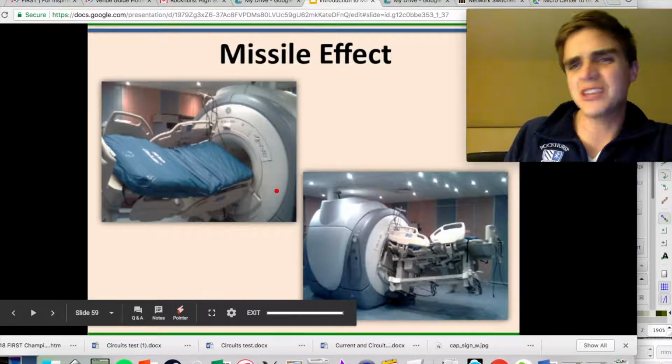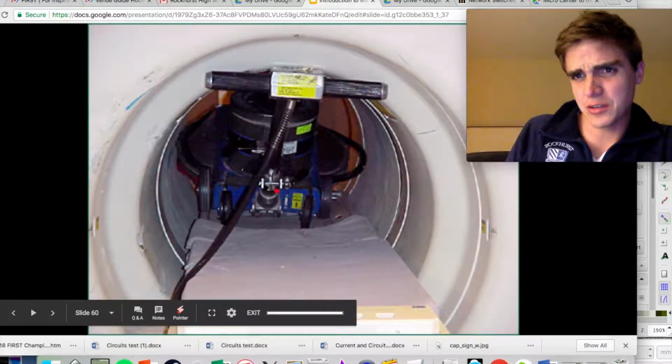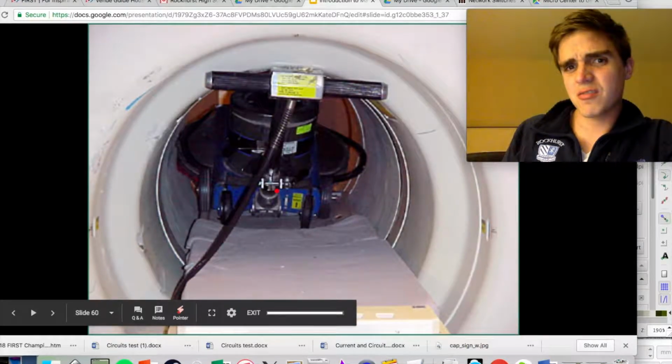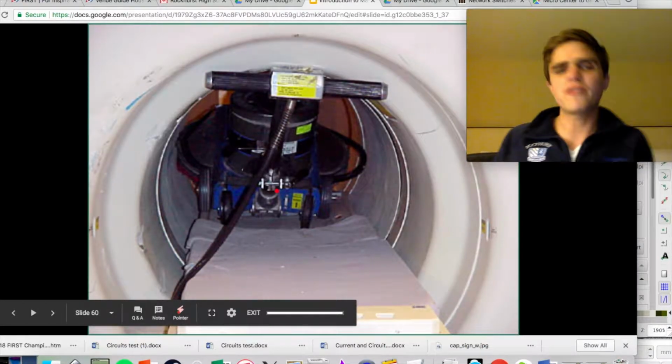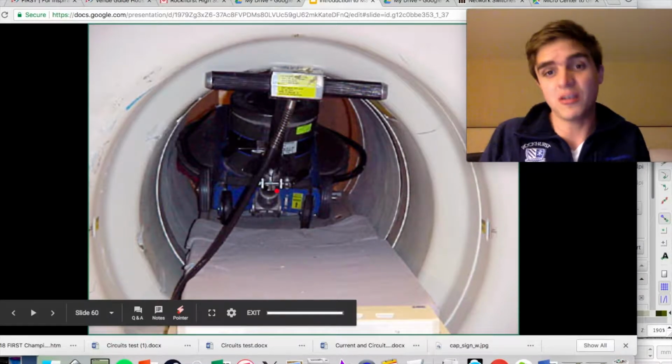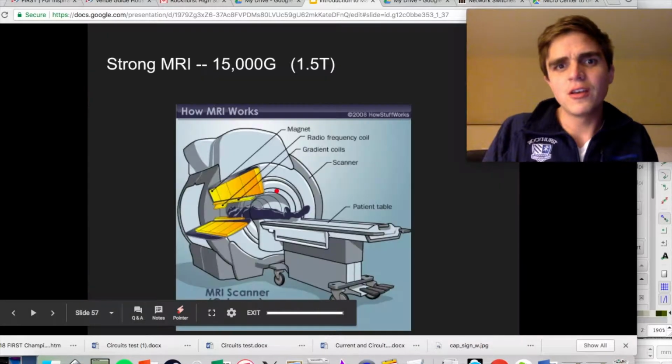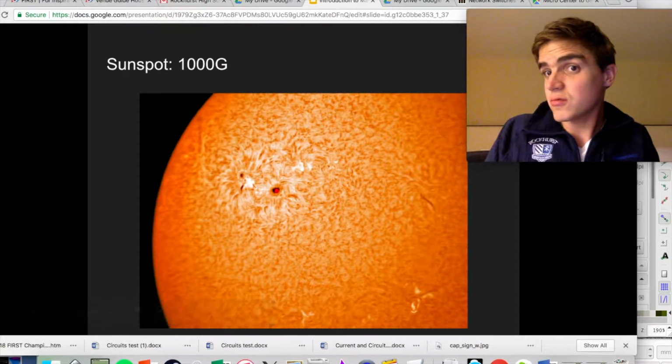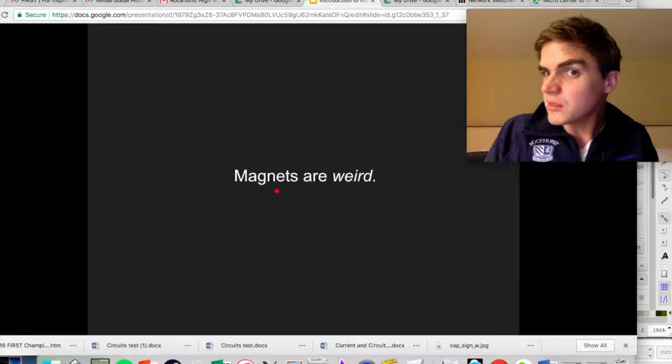They're cooled with liquid helium. Crazy, crazy, crazy. And powerful enough to pick up the floor buffer. I don't know if you ever picked one of these things up, but they're heavier than a person, and it flung it through there. Crazy powerful. Yet, stronger than the sunspot?